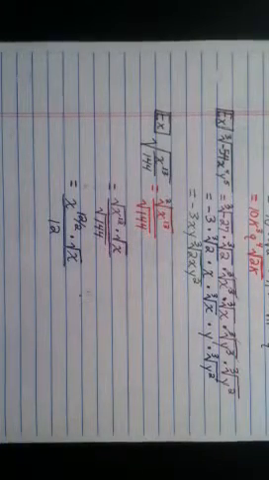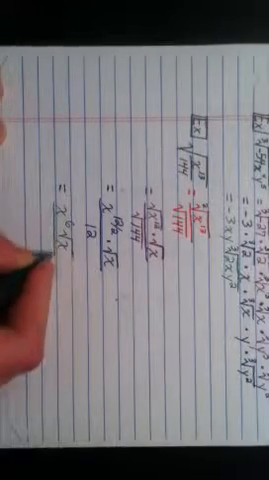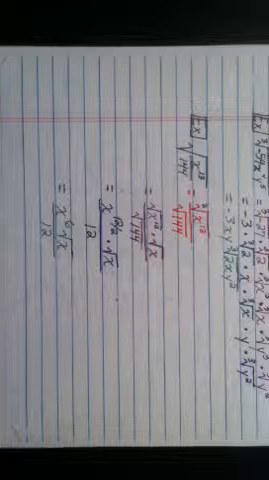So last step, write the final answer. 12 over 2 will divide to give us x to the 6. So x to the 6 square root of x all over 12. And that'd be our final answer. So that last example concludes section 8.3.